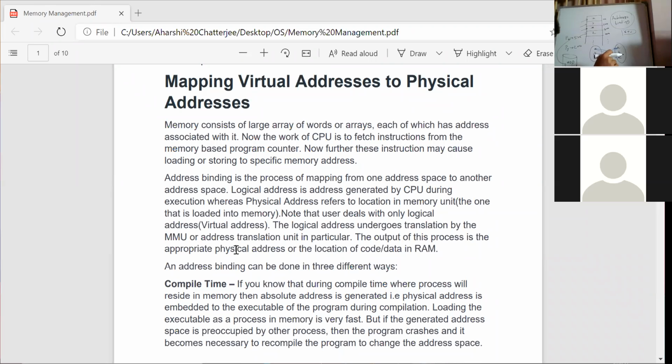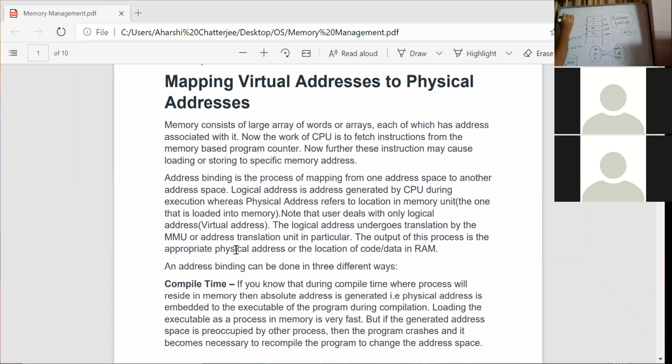Question is how and why. Why I'm saying this mapping is done in operating system and where it is done. Basically, in operating system, we have to deal with mainly two kinds of addresses.